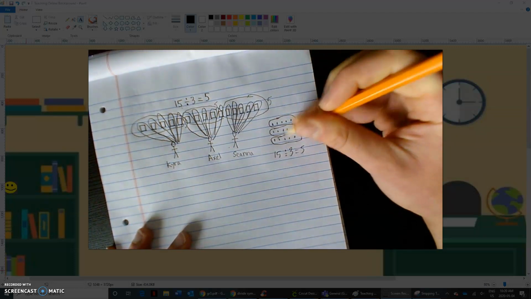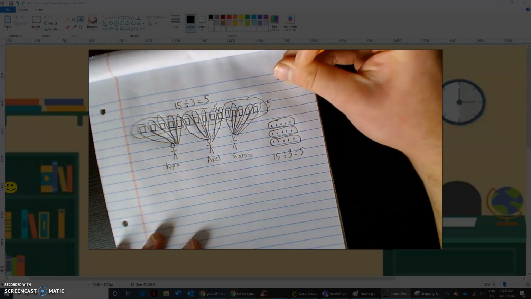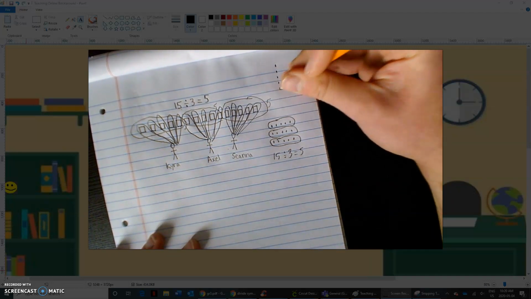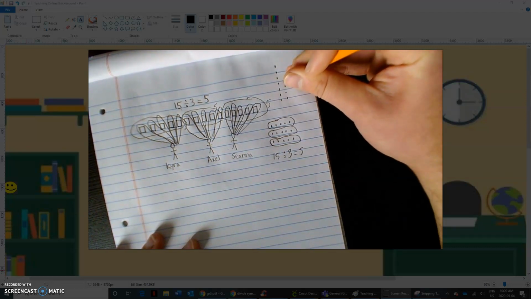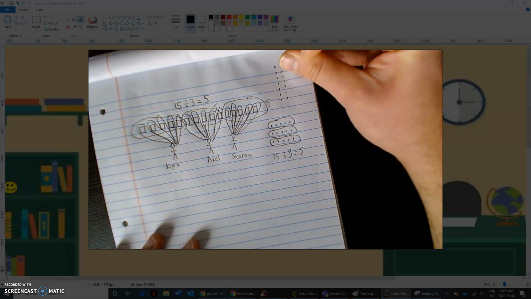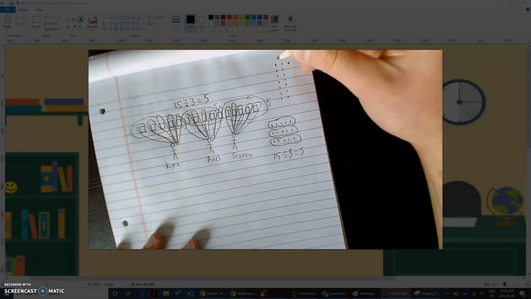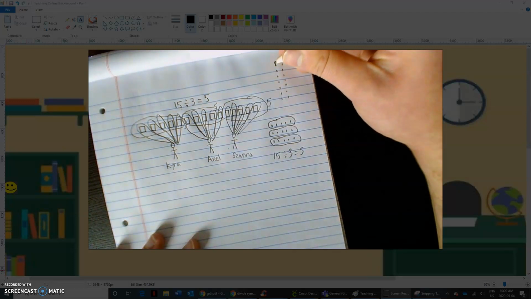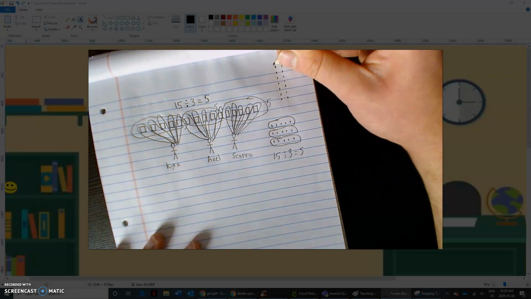Maybe you don't have it nicely drawn out like this as an array. Maybe you have it like this: 1, 2, 3, 4, 5, 6, 7, 8, 9, 10, 11, 12, 13, 14, and maybe there's just a 15th one here. You could do something like this. You can just kind of do a guess and check, although this is not the most efficient strategy.